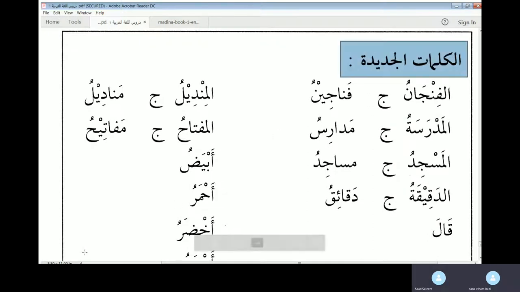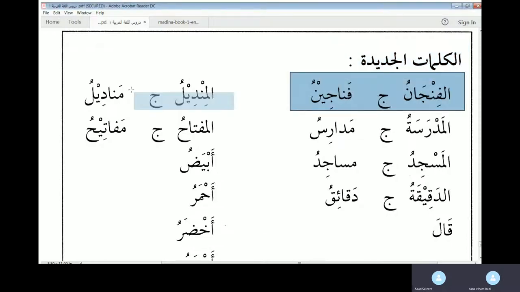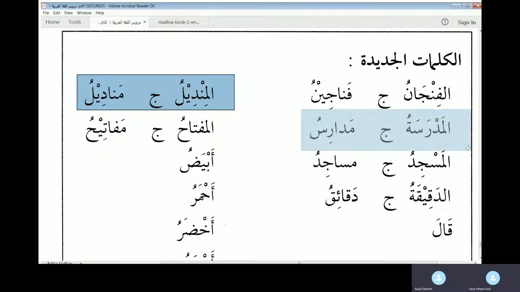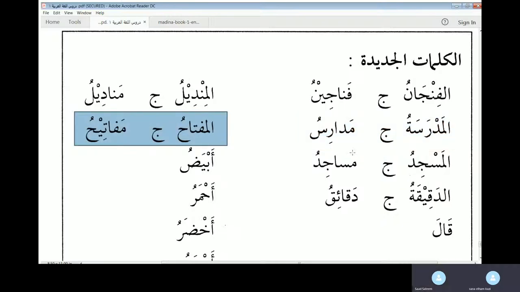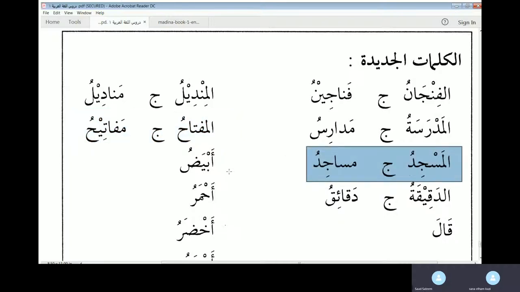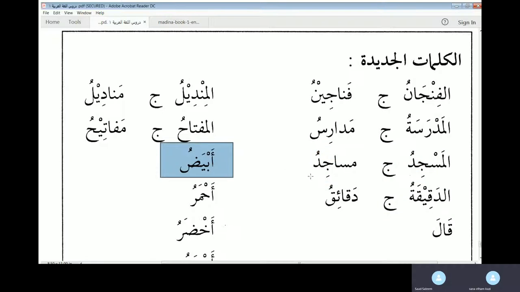Al-kalimatu jadida, new words. Al-finjanu, plural fanajinu, meaning cups. And hindilu, handkerchief, manadilu plural. And al-madrasatu, school, plural is madarisu. Al-miftahu, plural mafatihu. Al-masjidu, mosque, plural masajidu. Abiyadu, white, white color, okay.